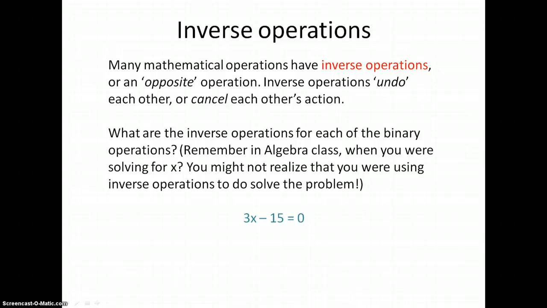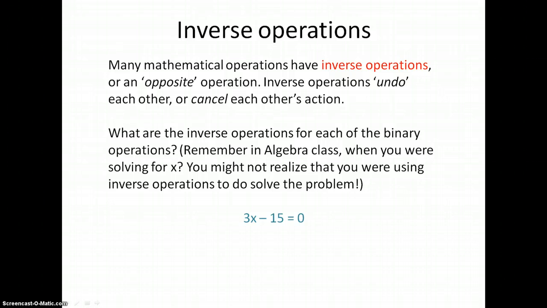What are the inverse operations for each of our 4 binary operations? What are some of the other binary operations? Actually, what are some of the other operations that have inverses? For example, cosine and all the other trig functions, they also have inverses. If you were in trigonometry class or pre-calculus, you might remember that the inverse of cosine uses the word inverse for the inverse operation. Inverse cosine is the opposite of taking the cosine. Those two operations undo each other, or are opposite, or cancel each other's operation.